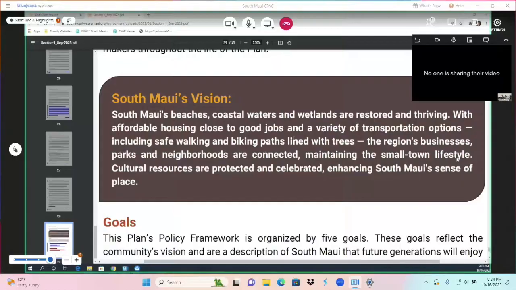Okay, South Maui's vision. South Maui's beaches, coastal waters, and wetlands are restored and thriving with affordable housing close to good jobs and a variety of transportation options, including safe walking and biking paths lined with trees. The region's businesses, parks, and neighborhoods are connected, maintaining the small town lifestyle. Cultural resources are protected and celebrated, enhancing South Maui's sense of place.